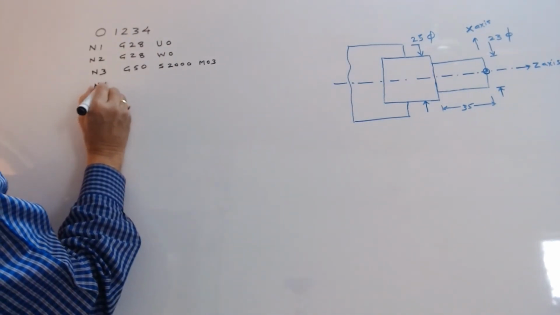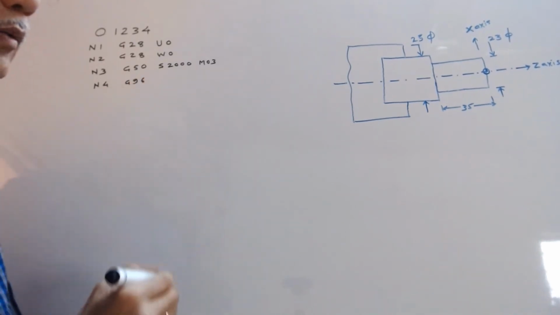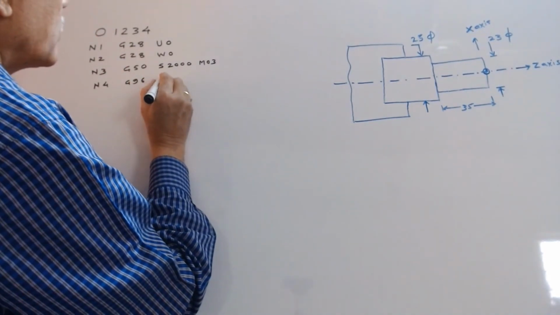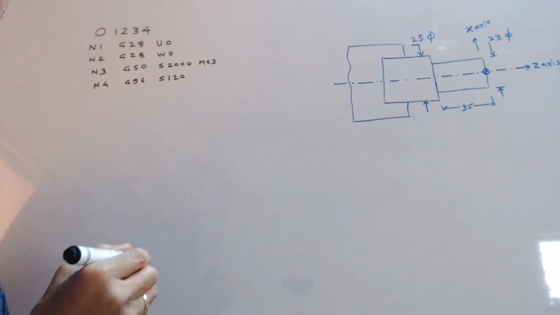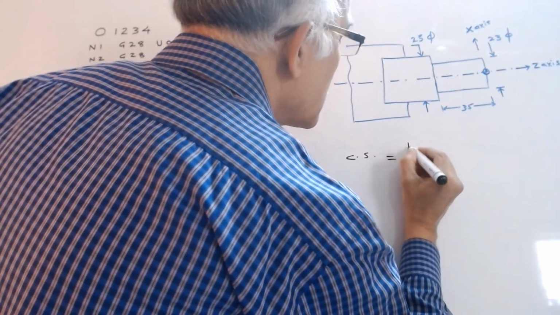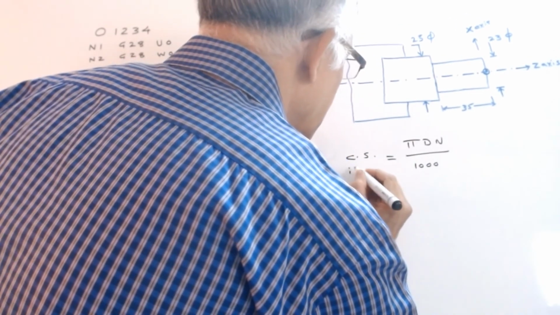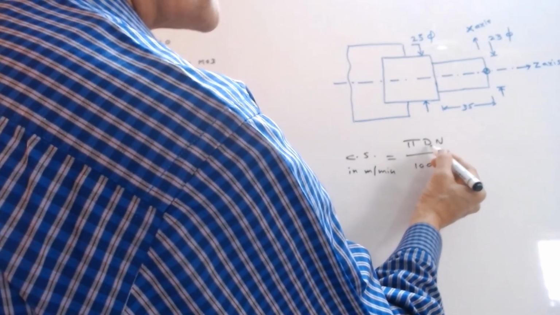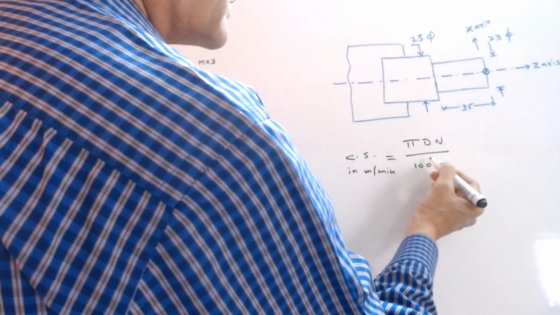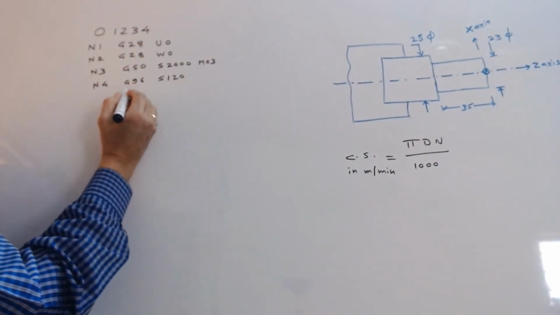Then we'll define constant cutting speed. G96 is the code for constant cutting speed mode. We'll define this as S120. S120 means cutting speed will be 120. You know the formula for cutting speed: cutting speed is equal to pi D N upon 1000. Here cutting speed is in meters per minute. D is the diameter of the job, N is RPM. So as the diameter reduces, the spindle speed increases. So G96 is the code for constant cutting speed.